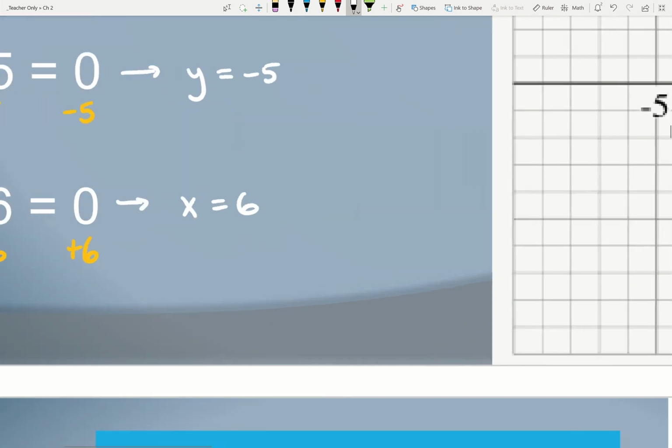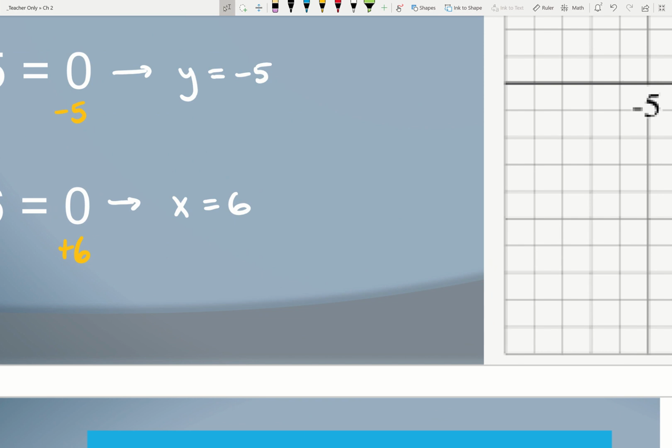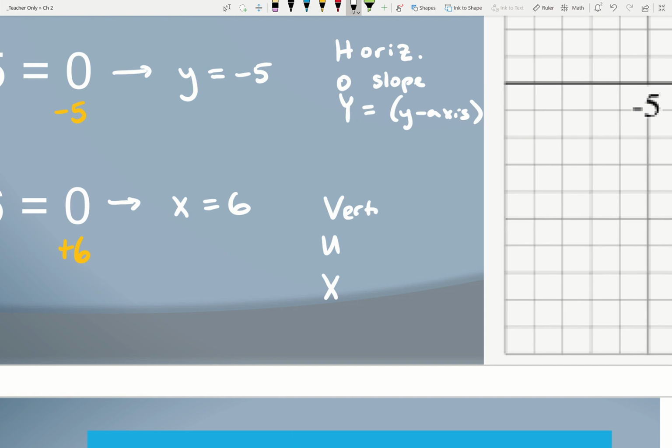And what you may remember is this whole mnemonic device of HOY, H-O-Y, versus VUX, V-U-X. So from a previous algebra class, you learned that HOY stands for horizontal lines have a 0 slope and say y equals, or in other words, they pass through the y-axis. And VUX means that vertical lines have an undefined slope and say x equals, or in other words, they pass through the x-axis.